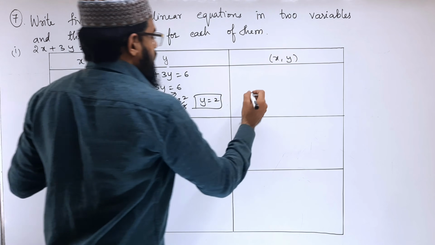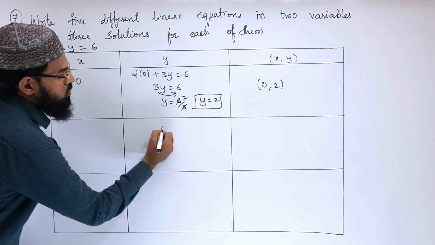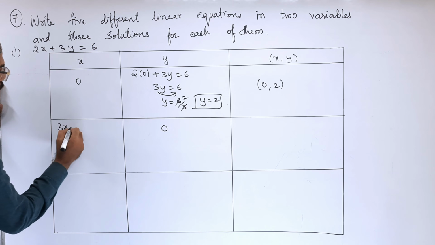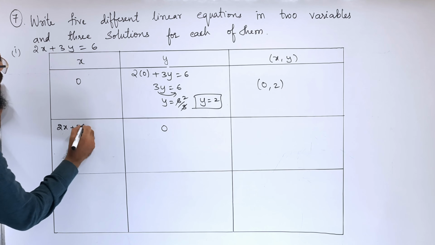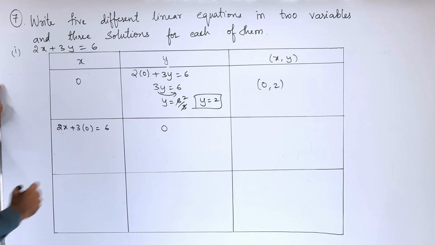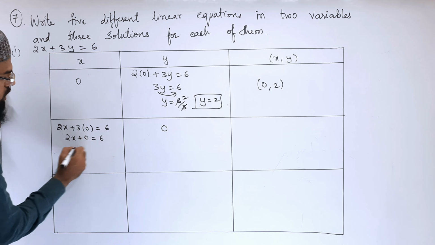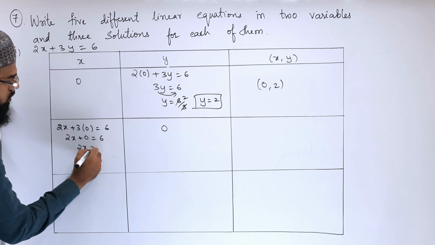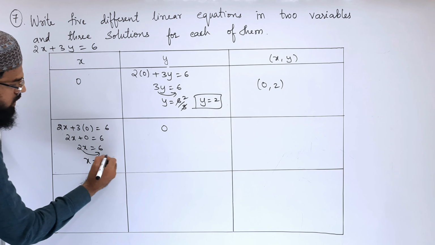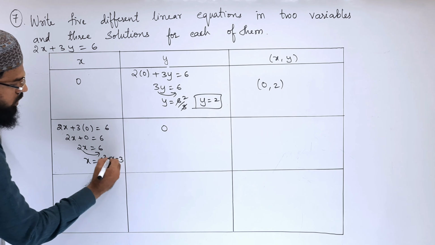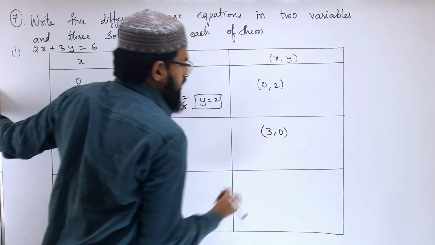So the solution is (0, 2). Next, let us take y = 0. So 3x + 2x + 3 into 0 = 6. So 2x, 3 zeros are 0 = 6. 2x + 0 is 2x = 6. 2 goes down. x = 6 by 2. 2 ones are 2, 2 threes are 6. So x = 3. So we can write (3, 0).